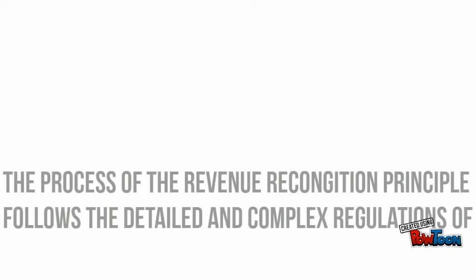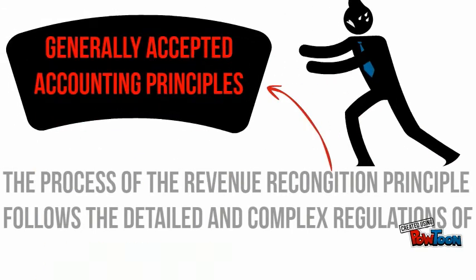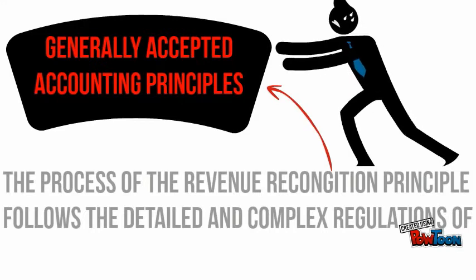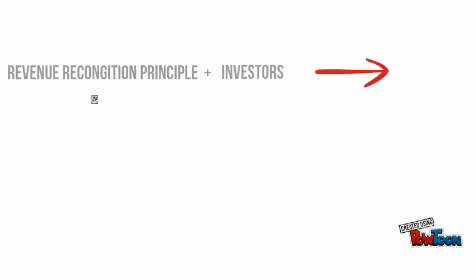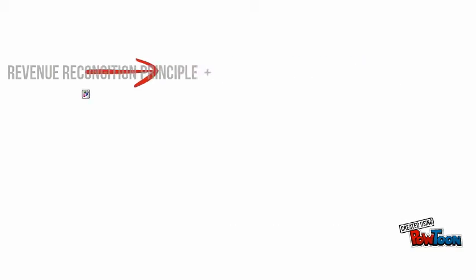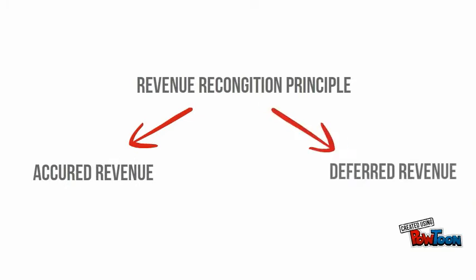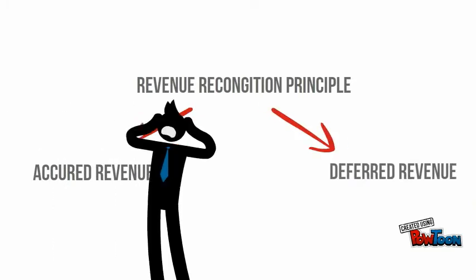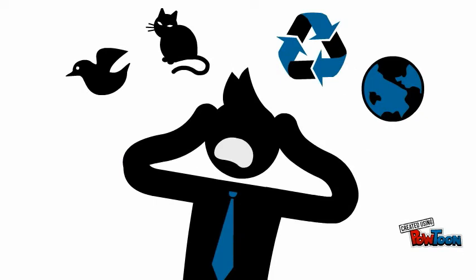The process of the revenue recognition principle follows the detailed and complex regulations of the generally accepted accounting principles. This makes revenue one of the most important measures in assessing a company's performance and prospects by investors. So to break it down, the revenue recognition principle is broken into accrued revenue and deferred revenue. But it's okay, don't freak out. We'll now figure out how to differentiate between them.